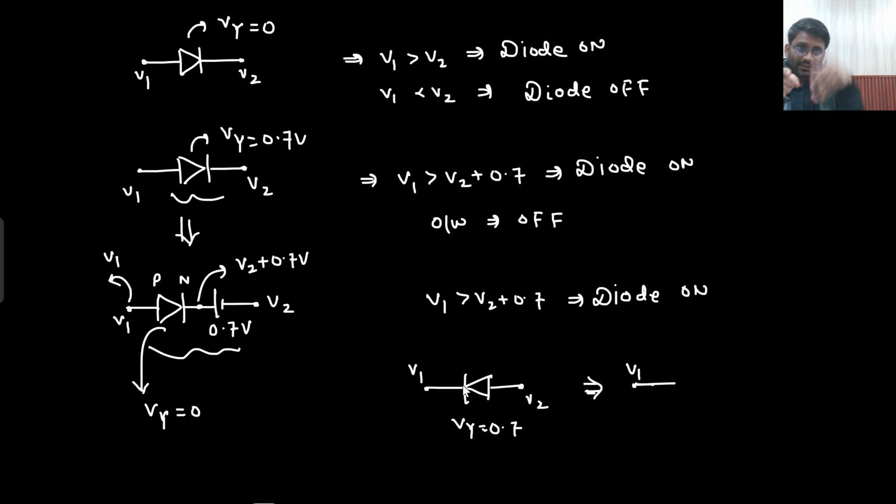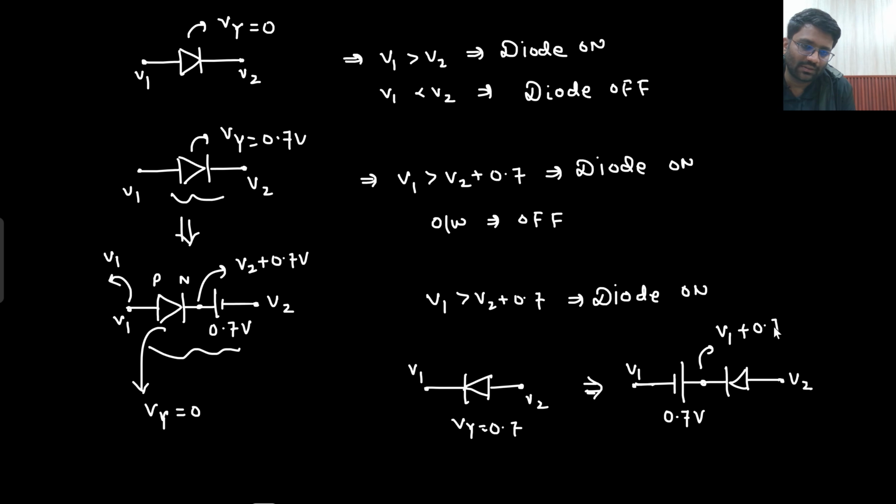This is my negative, the other one is positive. So in which direction will I take it? Negative to positive, in this direction I would take it. And then the diode as it is. And this node, this potential is V2. This is my diode. The battery I have taken out, 0.7 volt. So what will be this potential? This potential would become V1 plus 0.7 volt.